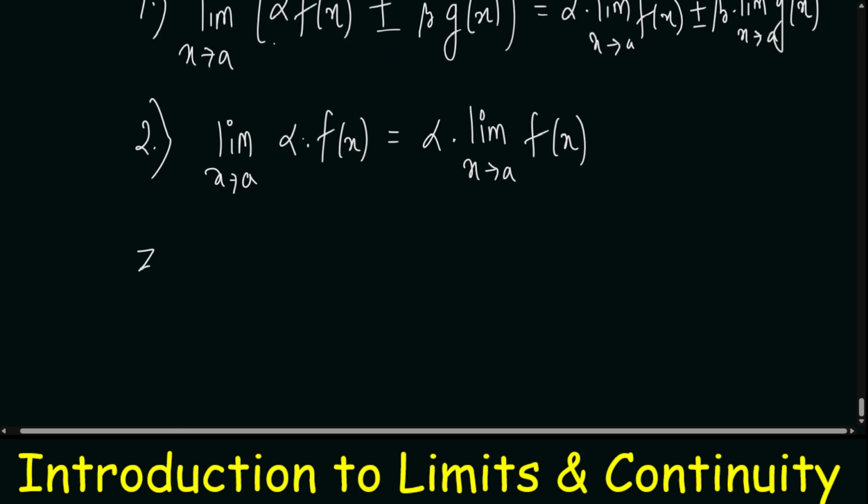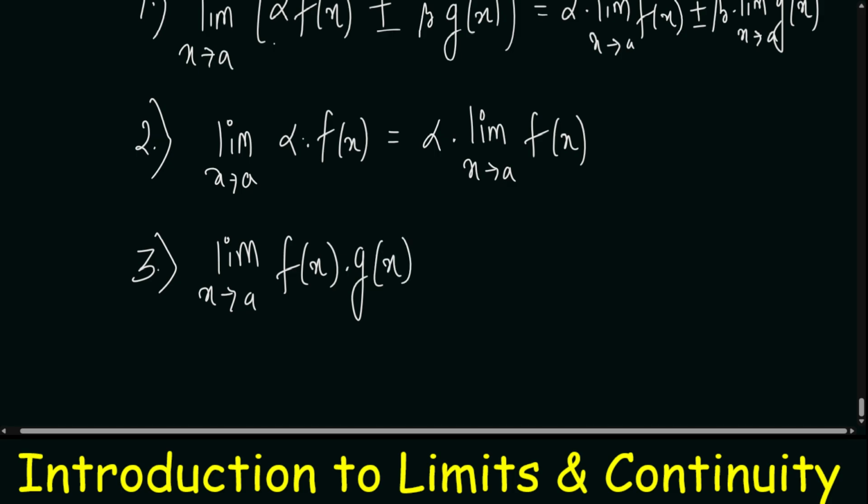Next up, we have number 3, the product of those two functions. So limit x tends to a, f of x into g of x. The limiting value of the product of these two functions is simply equal to the product of the limits, which is a very cool property for us to use because we usually do not get to see this kind of property in derivatives and integrals.